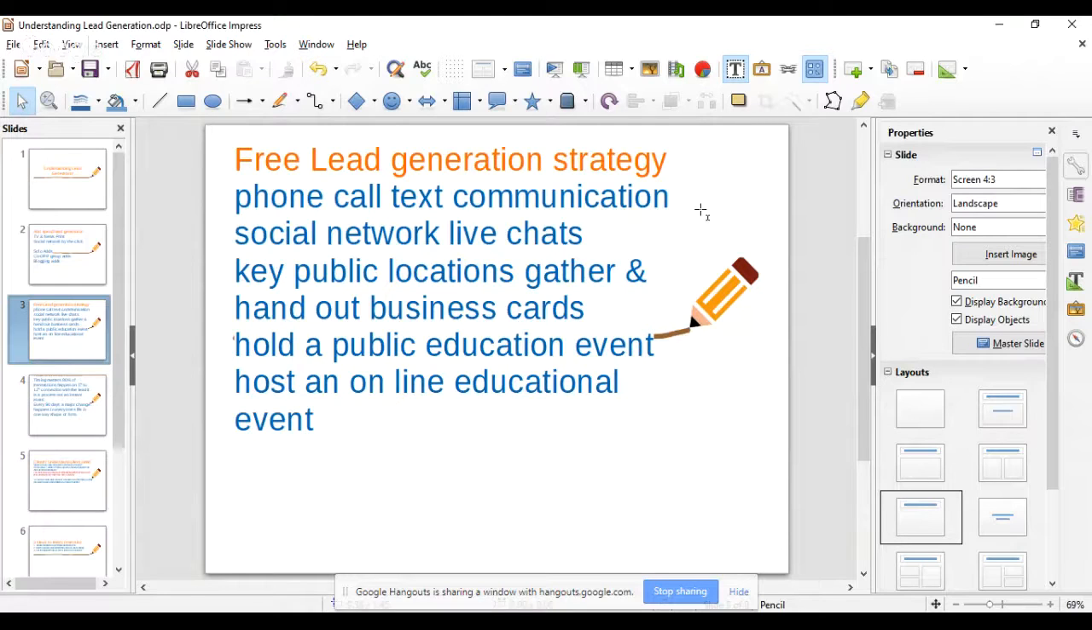Just communicating with people will help you tremendously if you believe in what you have to offer as a business. And why shouldn't you if you're an entrepreneur? So, I mean, you have phone call and text communication. There's also social network chats like on Facebook or LinkedIn. There's Twitter, okay? All kinds of social networks out there, all right? The key public locations where you can gather and hand out business cards.